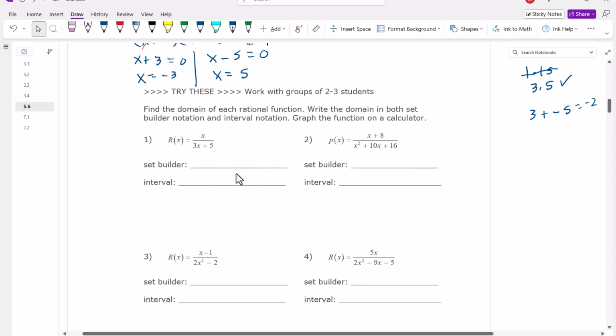This is a good time to see how good you are at your factoring. So pause the video, resume when you are ready to check.